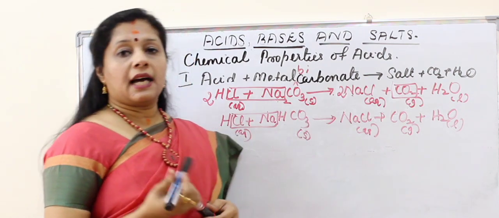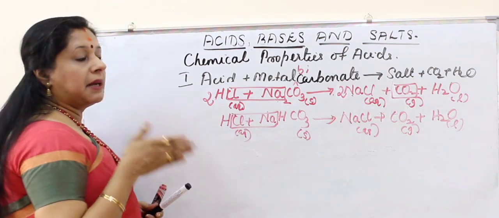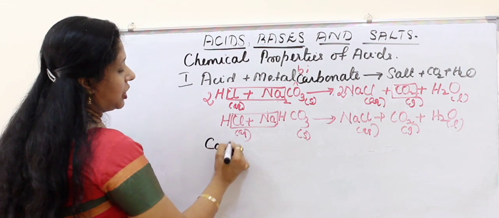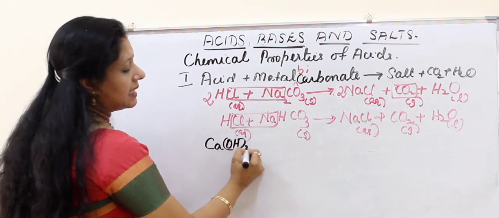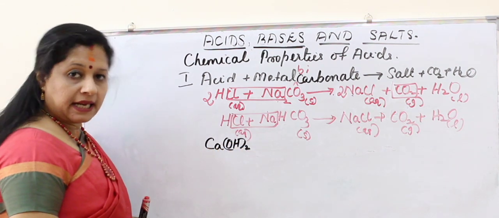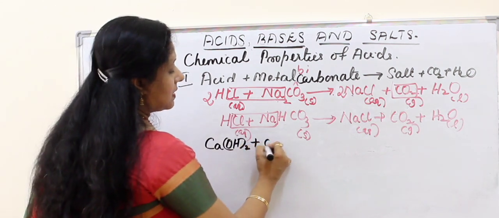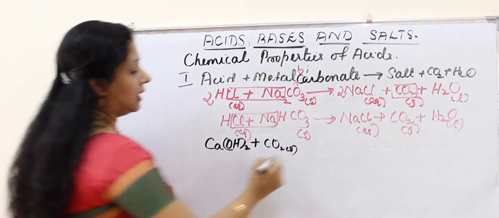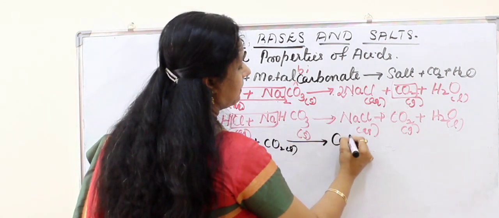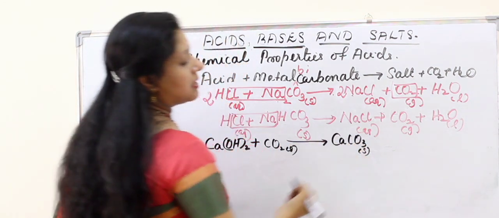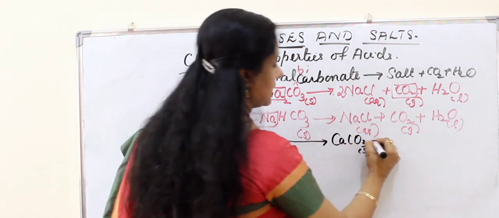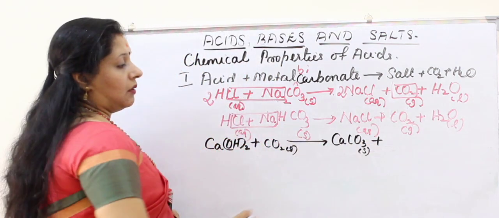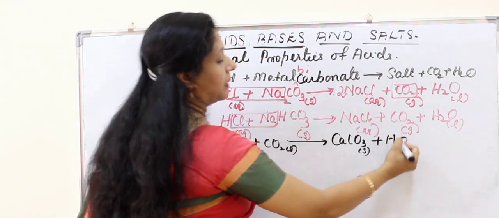So here the carbon dioxide can be tested by passing it through lime water. Lime water, we know, is calcium hydroxide, or slaked lime, otherwise called lime water. When we pass this carbon dioxide through this lime water solution, what will we get? Calcium carbonate will be forming, which is a solid precipitate, an insoluble substance. Water also will be forming.